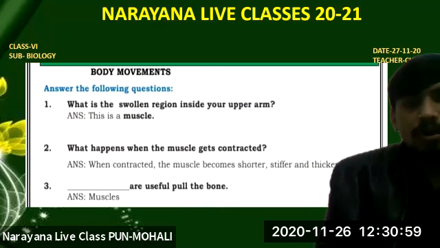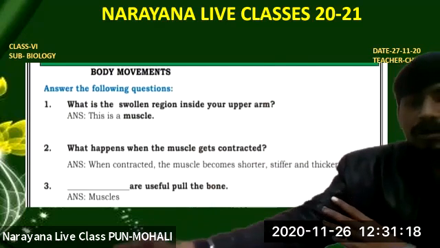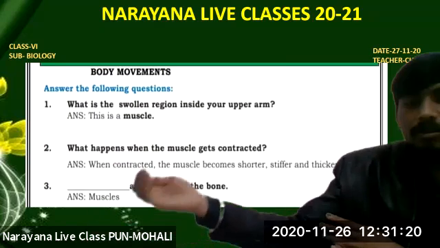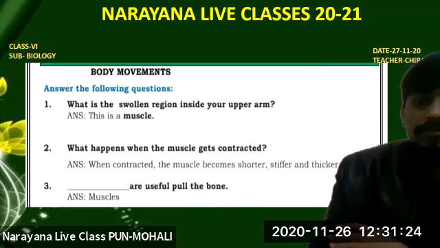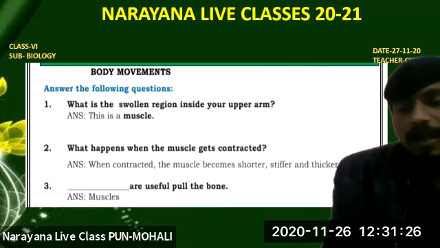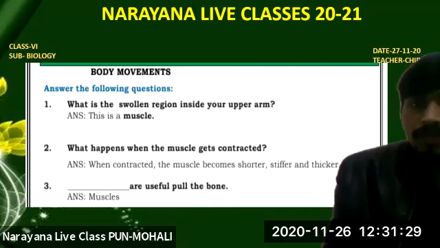And the next question, what happens when the muscle gets contracted? When contracted, the muscle becomes shorter, stiffer, and thick. So, if you contract your hand, for example, this is the hand. If you fold the hand, you can find that here at the region, it will be thick and stiff and stronger also.